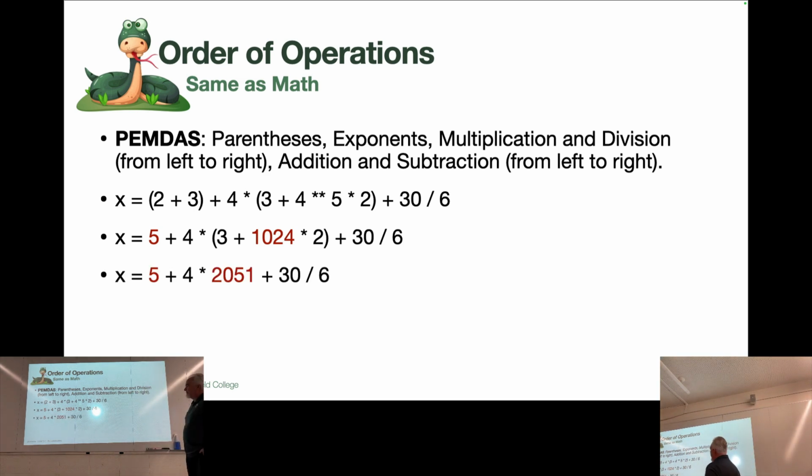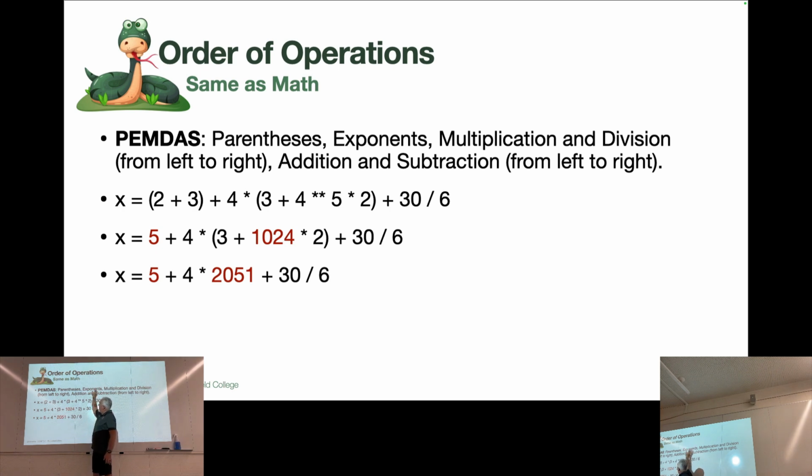So I multiplied this times 2, which is 2048, and added 3, giving 2051. Then I add 3, so I've completed that parentheses and it goes away. This is 5 plus 4 times 2051 plus 30 divided by 6.